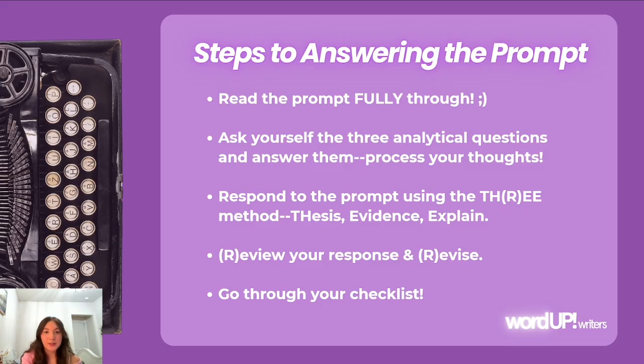So here are the steps to answering the prompt. You're going to read the prompt fully through, and you can always do this a couple of times just so you are really able to grasp and comprehend what the prompt is exactly asking you, because the second step is to ask yourself the 3 analytical questions and answer them, and this is to process your thoughts. The third step is to respond to the prompt using the 3 method, which consists of a thesis, evidence, and explaining. And this is like the acronym for it, and then the R from the 3 we take out and we use to review in your response and revise at the end. And of course, we're going to go through our checklist at the very end as well.